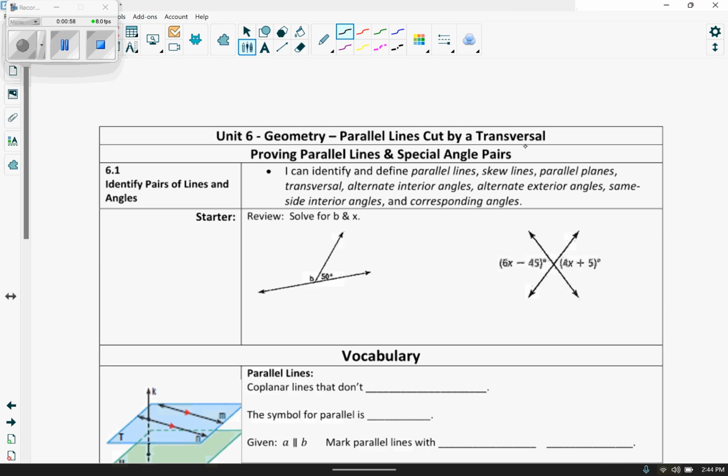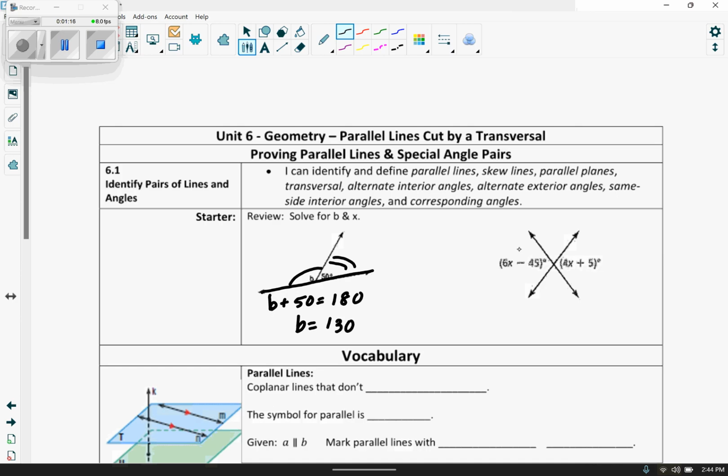So starting out solving for B, well, hopefully you guys remember that this straight line is 180. So B plus the 50 is going to equal 180. So B plus 50 equals 180, and we go ahead and solve that. We end up with B is equal to 130.